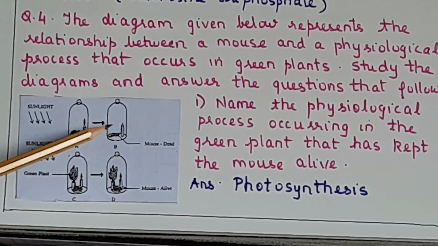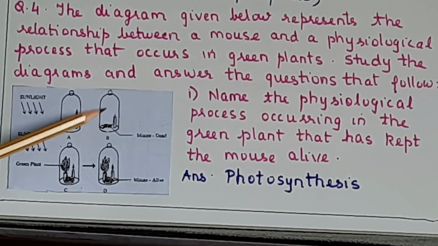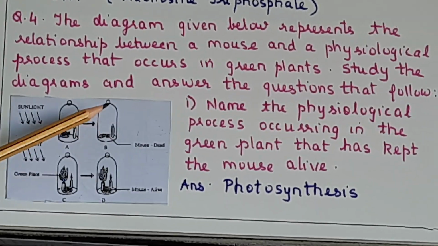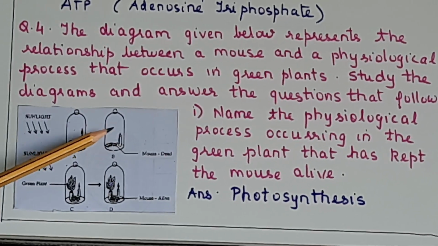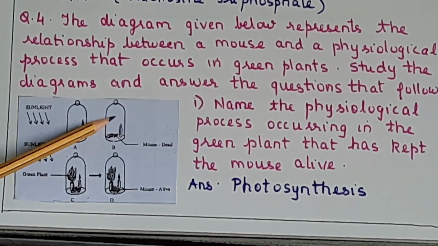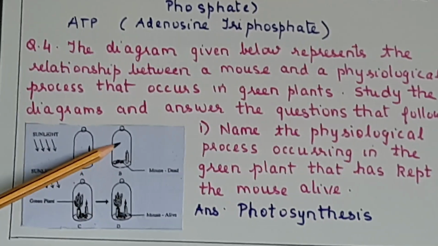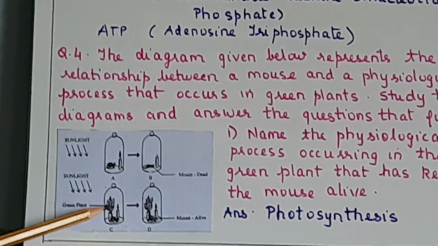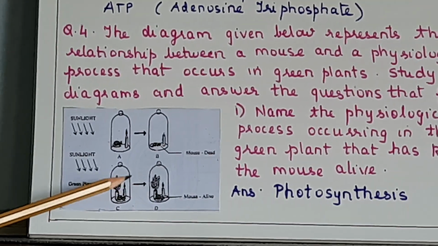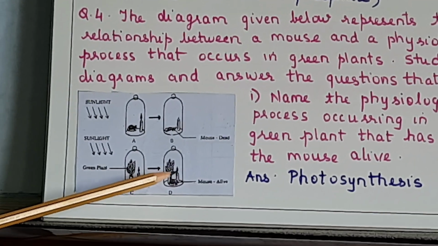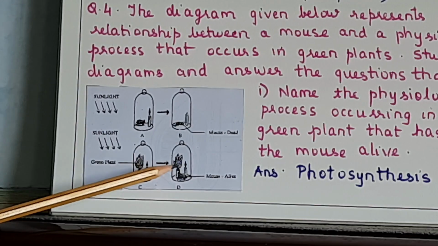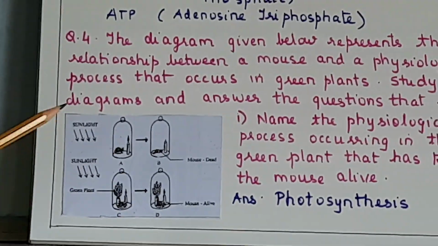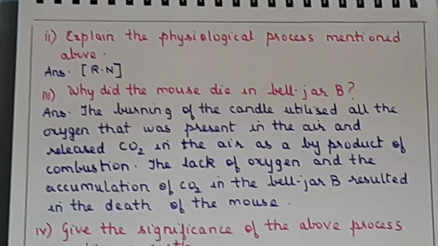Okay. So here why did the mouse die here? Because the combustion process utilized all the oxygen which was present in the bell jar. So it utilized all the oxygen, combustion was carried out and the result of combustion, what was released? CO2. So due to excess CO2 the mouse died in this. Now here a green plant is there. So whatever carbon dioxide is released during the combustion will be utilized by the plant for the process of photosynthesis. So the mouse is alive. Okay. Now let us see the questions in the next part.